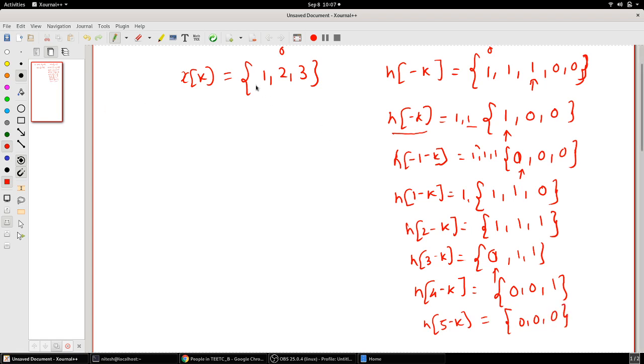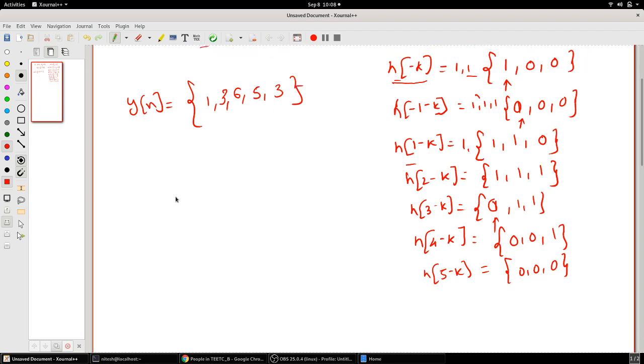Now I do a simple multiplication of x of k with h of minus k, x of k with h of 1 minus k, and so on, and I will get my y of n. So y of n will start at 0, because this is where your first non-zero element starts. This will be 1, then 1 plus 2 is 3, then h of 2 minus k gives 1 plus 2 plus 3, which is 6, h of 3 minus k gives 5, and h of 4 minus k gives 3. So this is your resulting sequence.